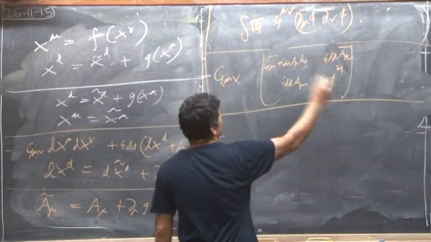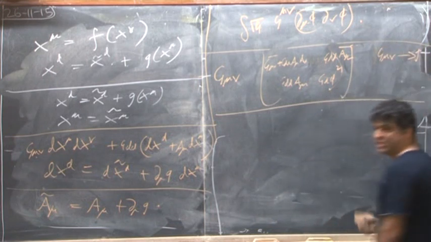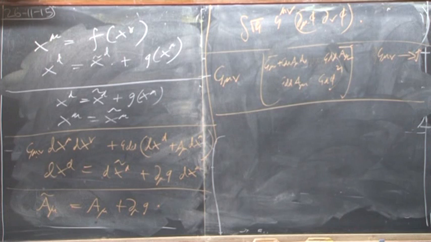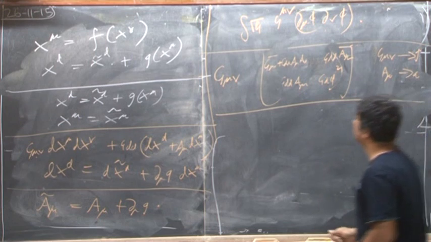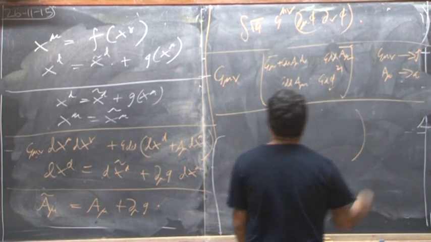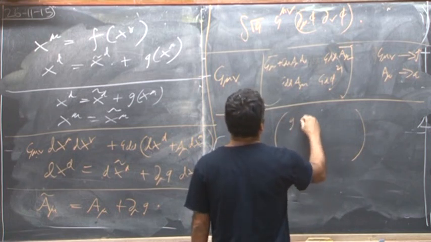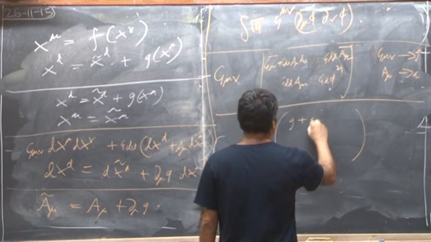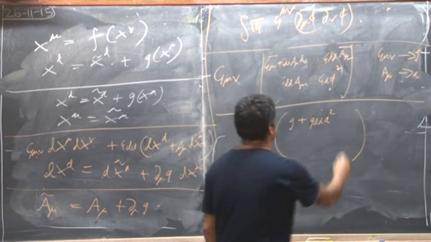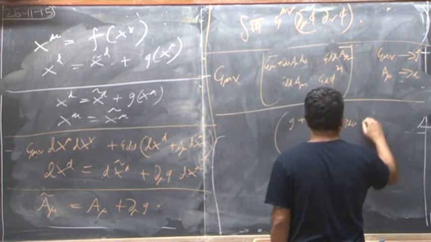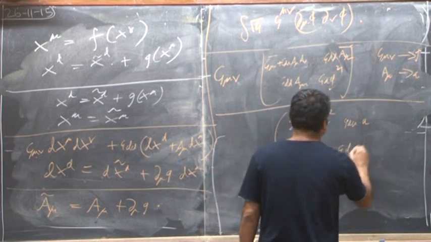Okay, so let's take G mu nu, and this goes to some G. This is just one mu nu, and let's say A mu goes to A. Then our 2 cross 2 metric is what? This is G plus G_dd A squared, G_dd A, G_dd A, and G_dd.